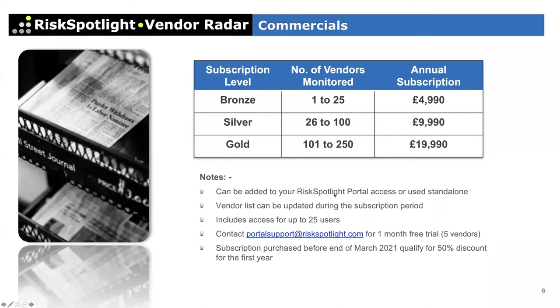So this can either be added to your existing Risk Spotlight portal subscription, or it can be completely standalone. So if you don't subscribe to Risk Spotlight portal, then you can also buy it as a standalone subscription. Like I mentioned, you can keep updating your vendor list. So let's say you start with 25 vendors at the start of the subscription, and then two vendors you stop working with, you can remove them and replace them with two other vendors. So you still stay within the 25 vendor bracket, which was also one of the questions we had in the session yesterday.